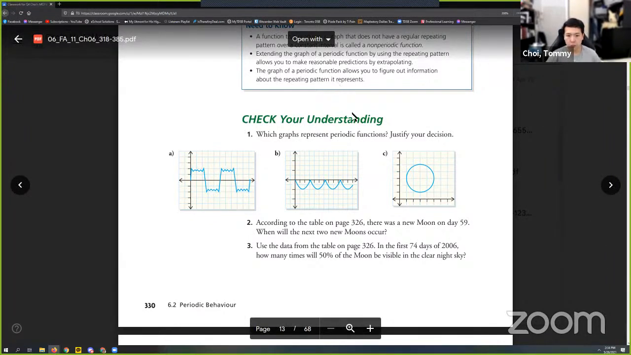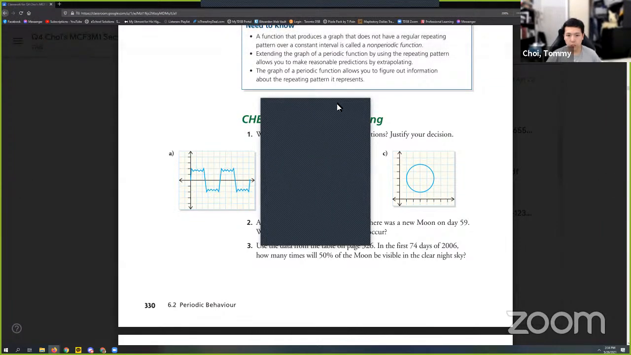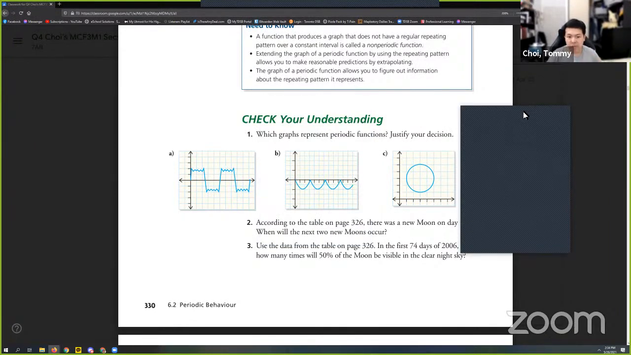I'm going to put up a poll using the Is This a Function poll, but yes or no? Is this periodic? Yes or no? 1A. Shouldn't take too long. 5, 4, 3, 2, 1, 0.